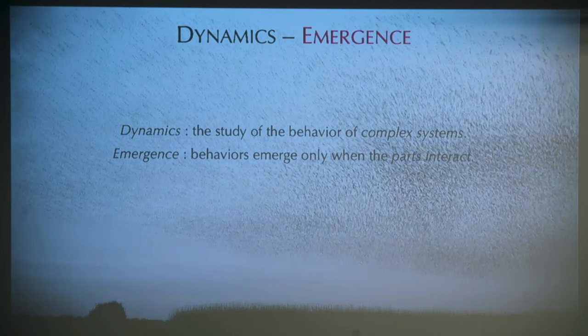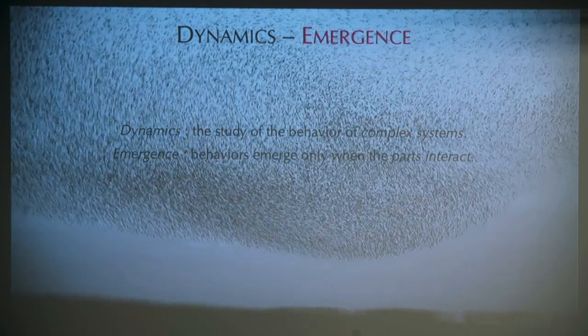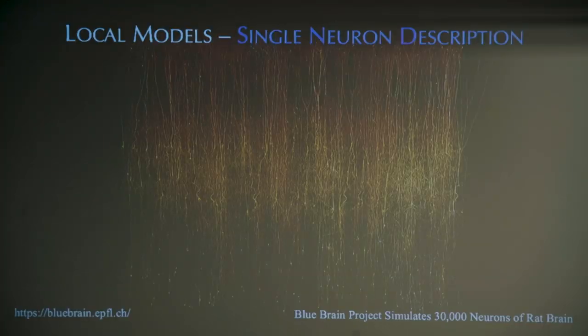So what are these local models? We can have really detailed models, like single neuron descriptions. This is from the Blue Brain project, where individual neurons are modeled, including the morphology here. It took them a lot of effort to simulate 30,000 neurons here. That's what you could do in TVB, but I will focus, like shown before, on populations.